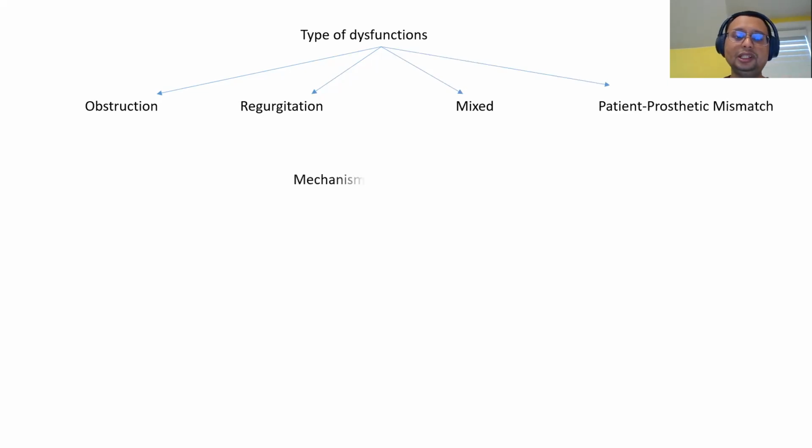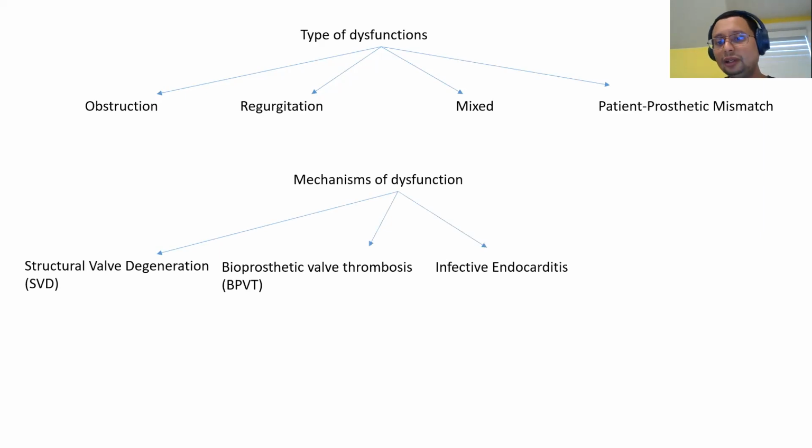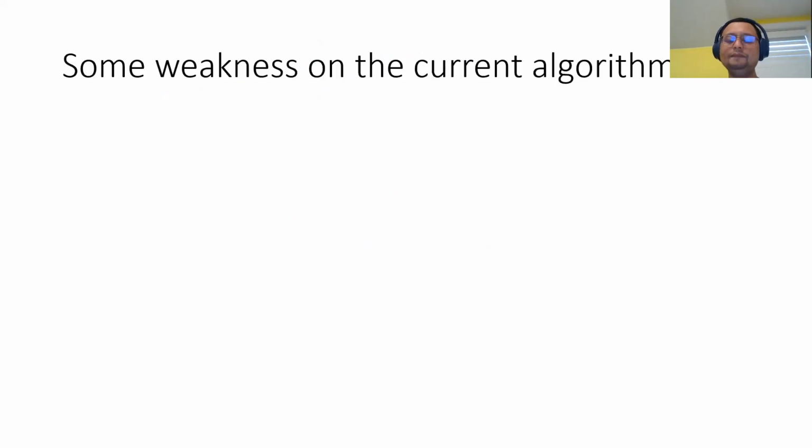Remember the concept of pressure recovery that I have already taught you. After you know the type of dysfunction, look at the echo and determine the mechanism of dysfunction. Is this structural valve degeneration? Is this bioprosthetic valve thrombosis, or even mechanical valve thrombosis? Is this infective endocarditis, or is this patient-prosthesis mismatch? Type of dysfunction, then mechanism of dysfunction.